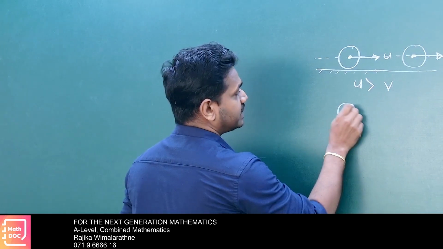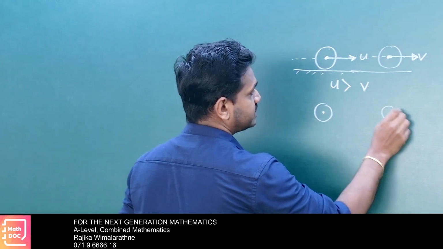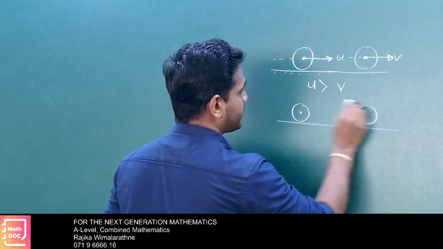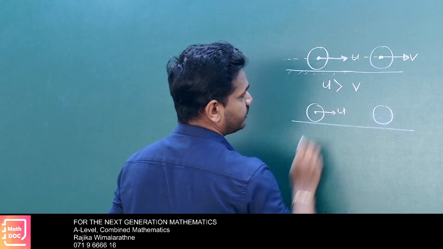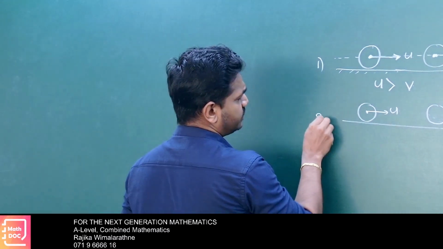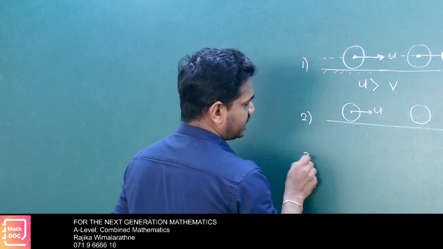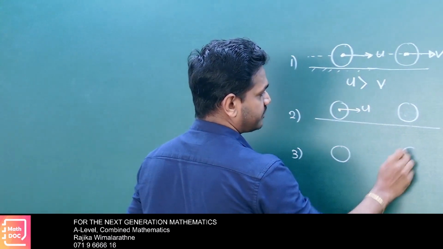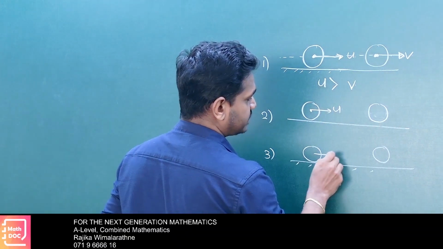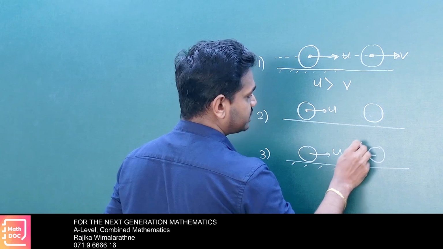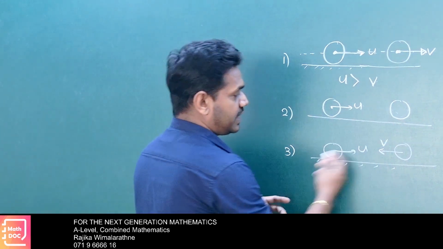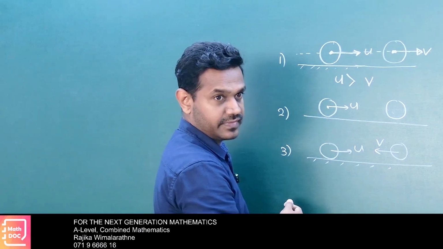Now further consider another particle at rest on the same plane, while this one has velocity u. Definitely this will collide. Now consider another case: two spheres on the same plane, here velocity u, and here in the opposite direction velocity v. Then definitely they will collide, no?